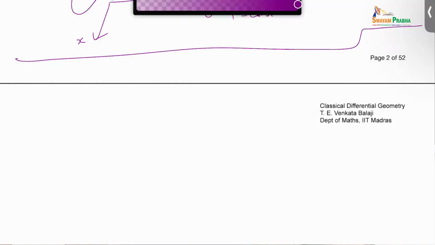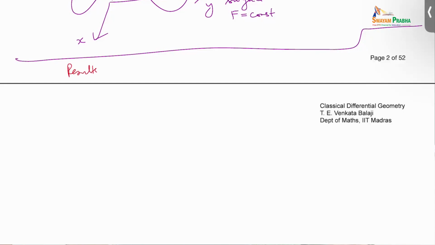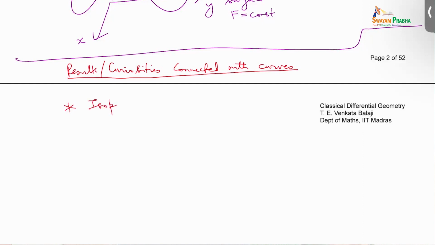Okay, so one of the important classical things that one comes across is what is called the isoperimetric problem. Okay, so results, curiosities connected with curves. So the first thing is the so-called isoperimetric inequality.